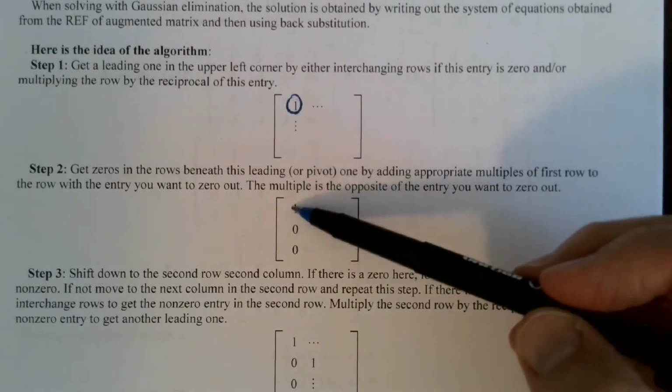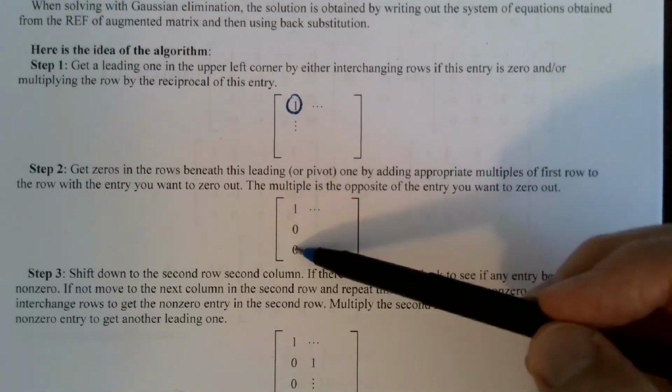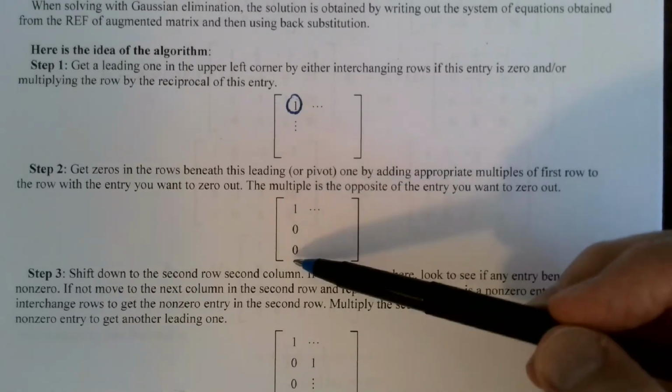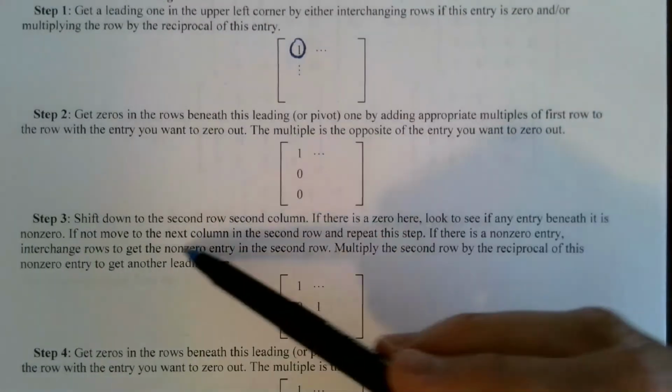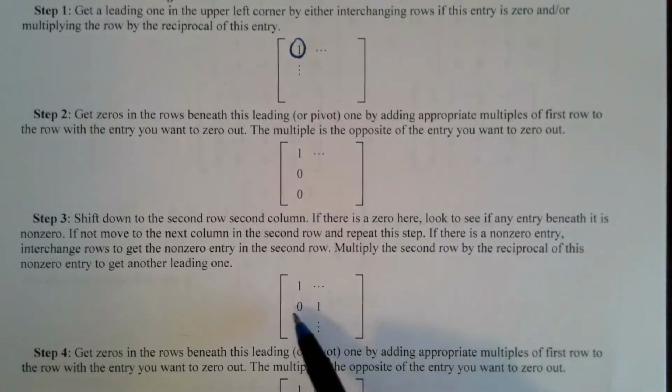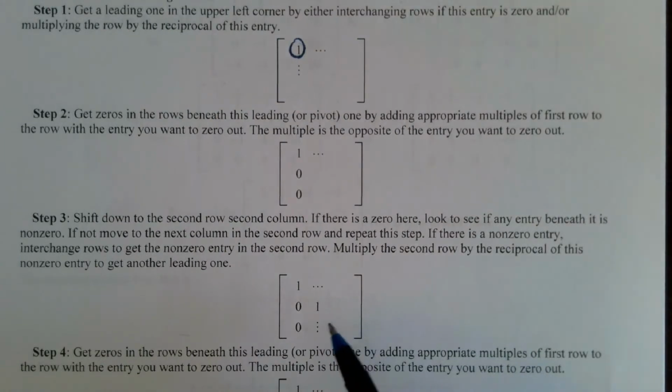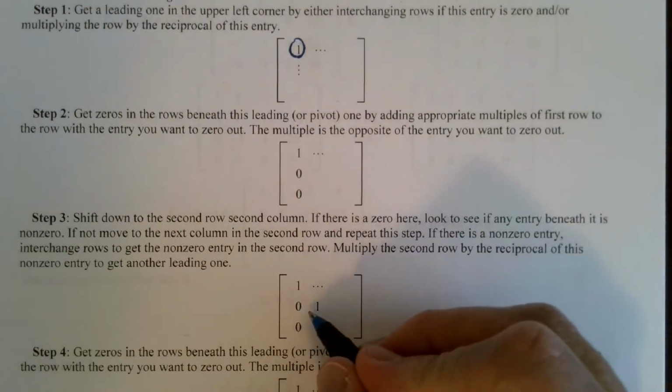Once you get the 1 with the zeros all the way down, lock it into place. You don't ever want to change those again. They should never change back from being 1, 0, 0. Okay. Now what we do is we shift down to the second row, and we get a leading 1 to the right of that entry.